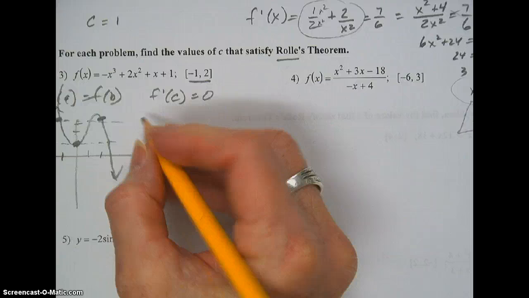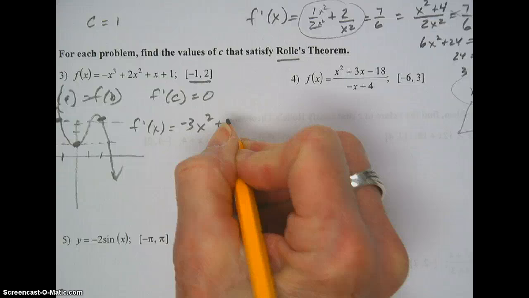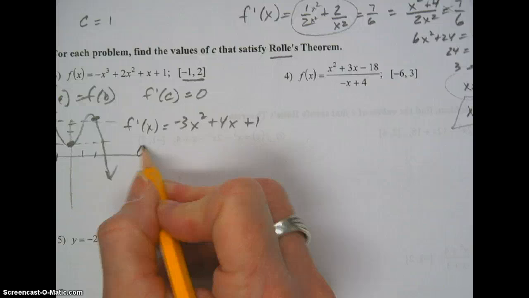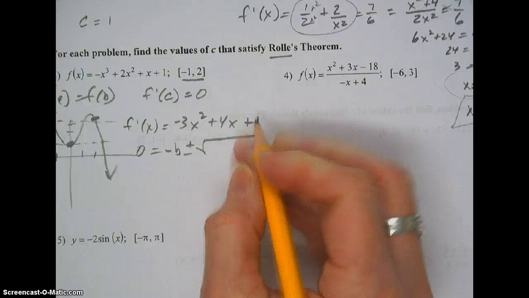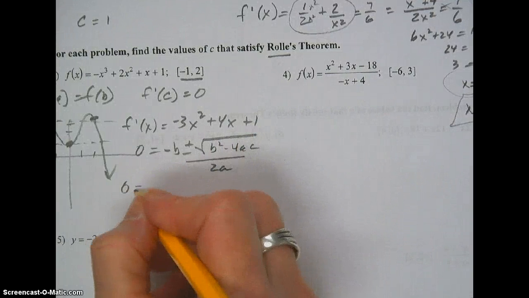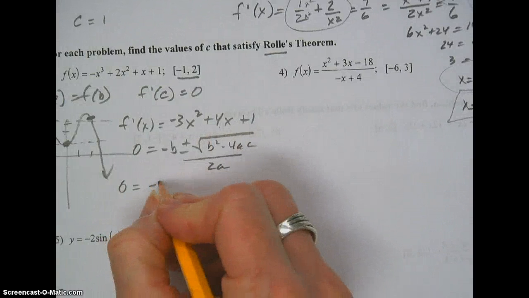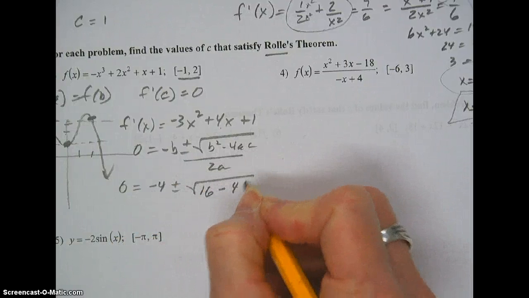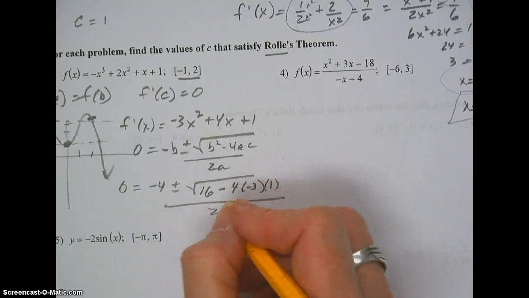First of all, let's take the first derivative. The first derivative is equal to -3x squared + 4x + 1. Since this is a quadratic, we set this equal to 0. Remembering the quadratic formula, let's plug in what we know. The opposite of positive 4 is -4, plus or minus the square root of 4 squared minus 4ac, all over 2a.